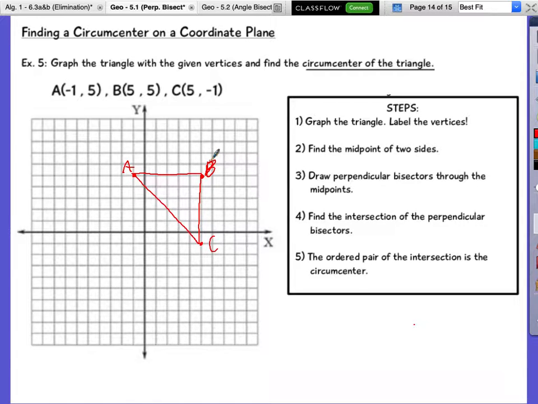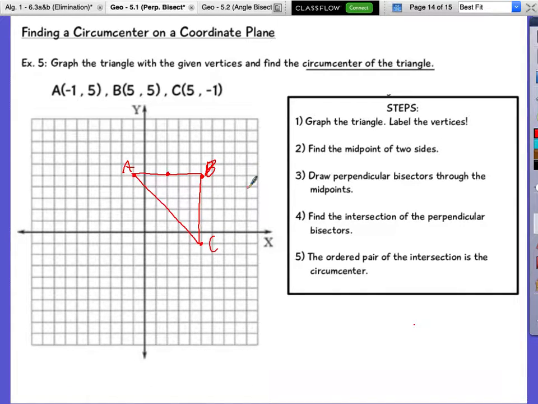Count, and you go to the middle, right? You can also do x plus x divided by 2, y plus y divided by 2. But if we're finding the midpoint of AB, we can count. The whole thing is 1, 2, 3, 4, 5, 6 long. So the midpoint's going to be how far from each point? 3, half the distance. 1, 2, 3. Midpoint's going to be here.